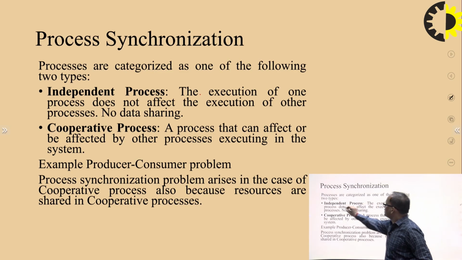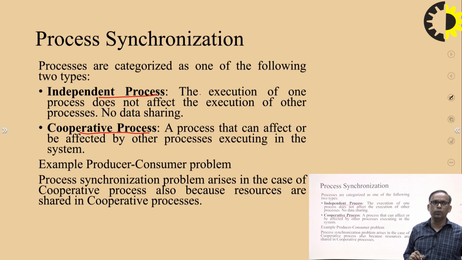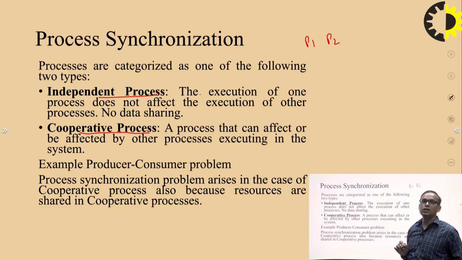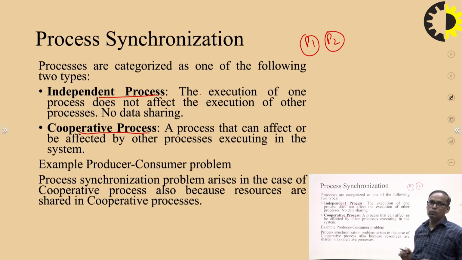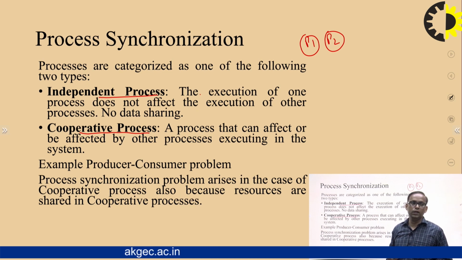There are two types of process: independent process and cooperating process, or concurrent cooperating process. Independent processes are those which don't interfere with the working of each other. It means P1 and P2 are both separate. They don't exchange any kind of data or information with each other, and they don't share a common resource. When processes execute independently without affecting each other's working and don't exchange any information, those processes are known as independent processes.